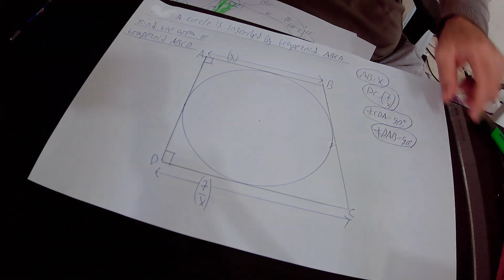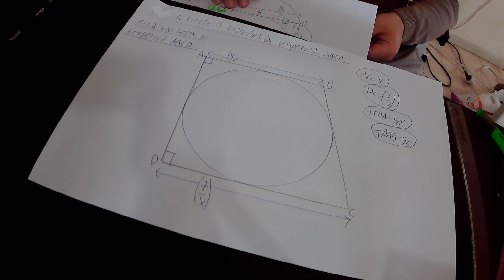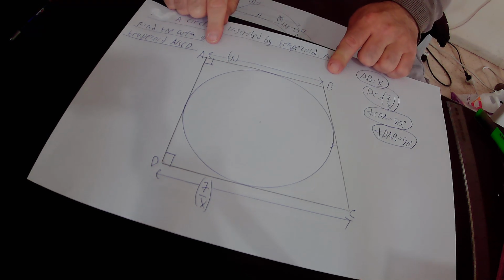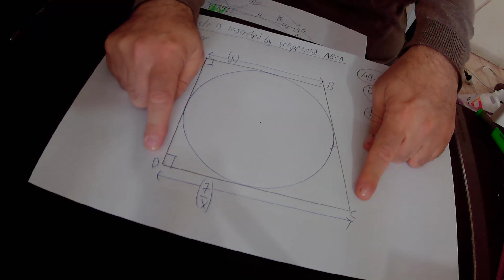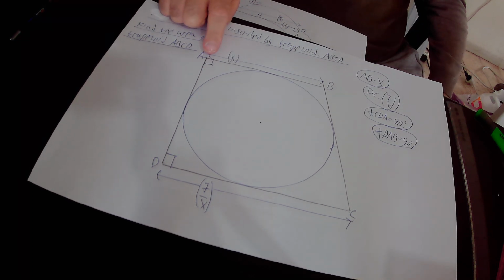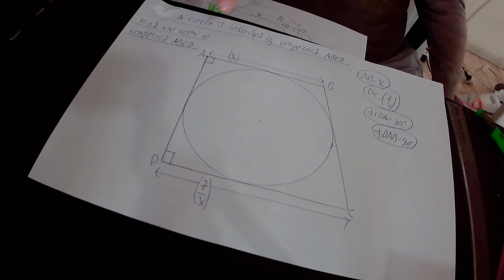In this lecture, we find the area of this trapezoid, trapezoid ABCD. In the drawing, we have a circle that is inscribed in this trapezoid ABCD. In addition, we know that side AB of this trapezoid equals x, and the opposite side DC equals 7 over x. This is angle BAD, a right angle. This is angle ADC, also a right angle. Again, our mission is to find the area of this trapezoid ABCD.